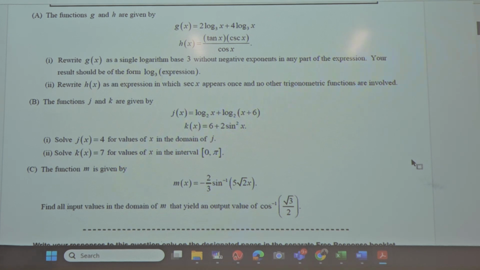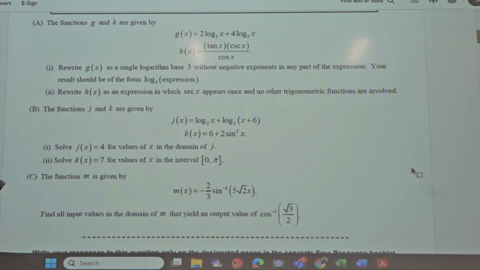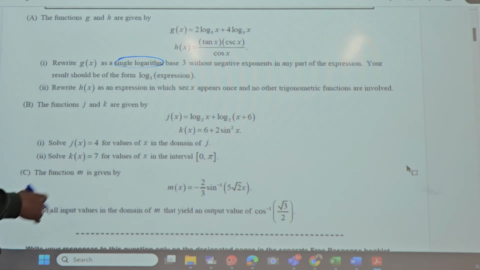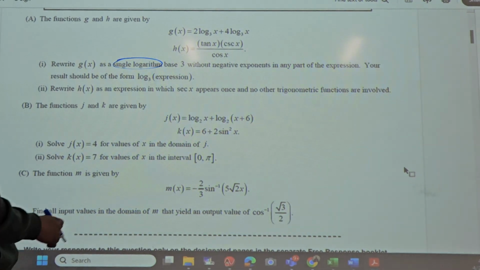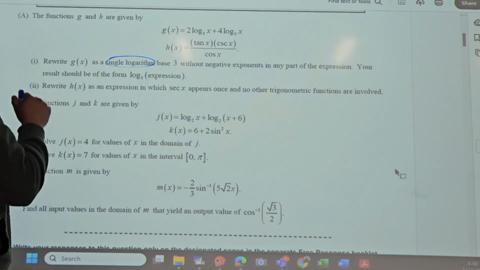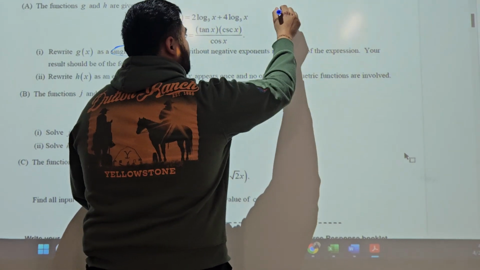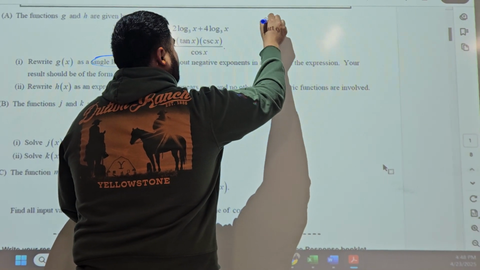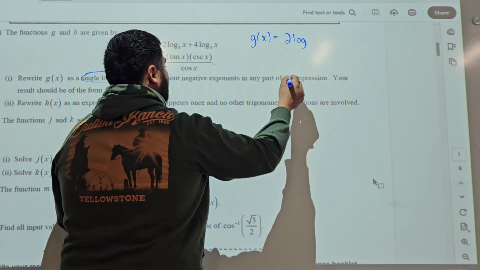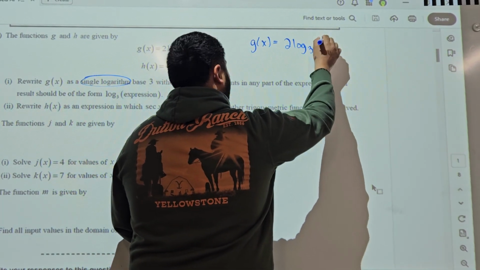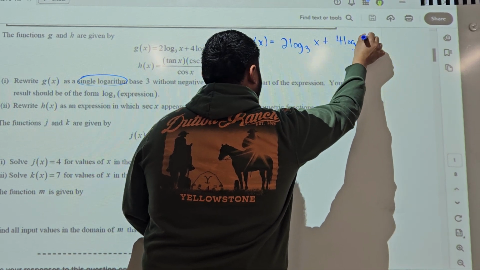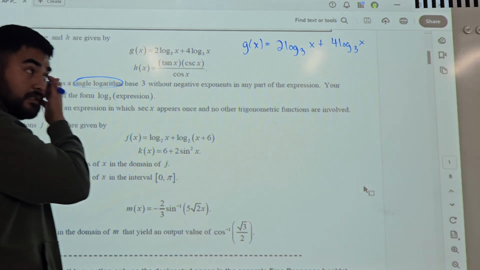So it says here, A1, rewrite g of x as a single log. So this section just means that we're basically condensing the log, right? Because if you notice here, we have two logs for g of x. Let me rewrite it over here. g of x equals 2 log with the base of 3 x plus 4 log with the base of 3 x. So what do I do first to try to condense this?